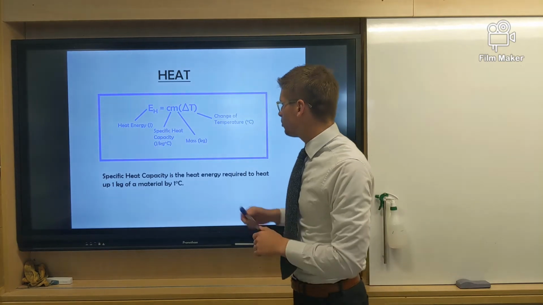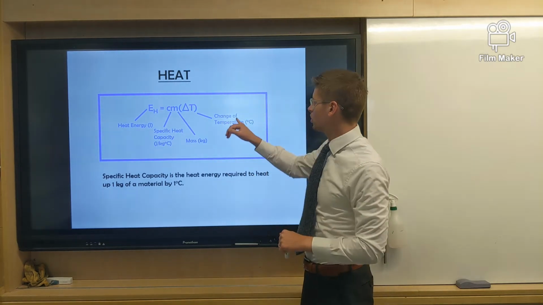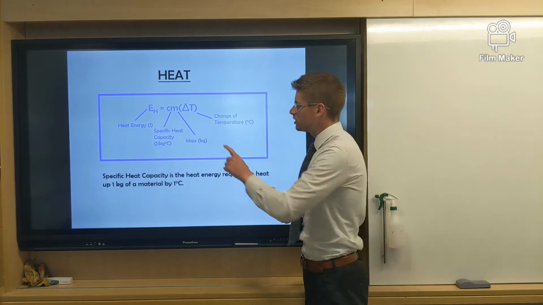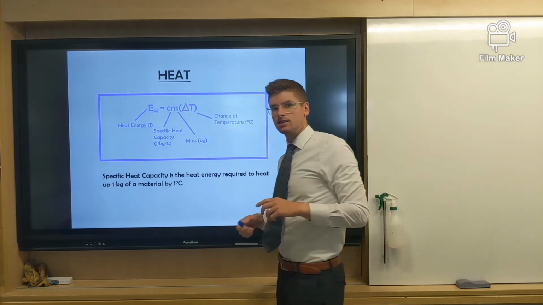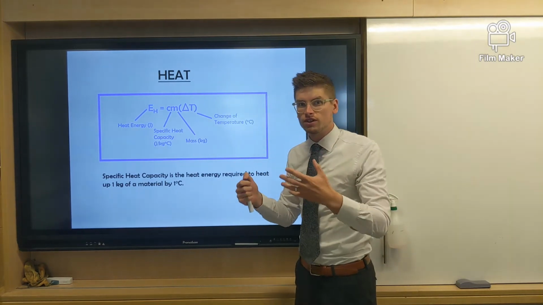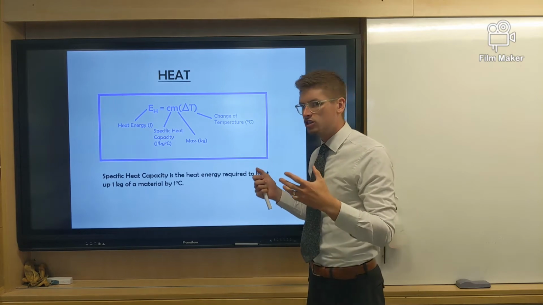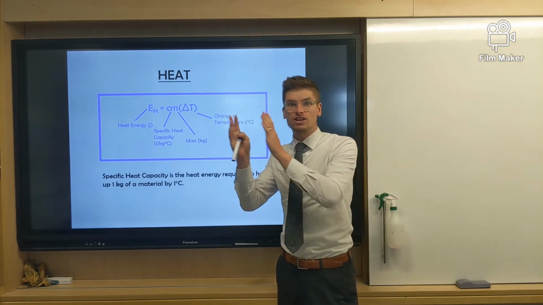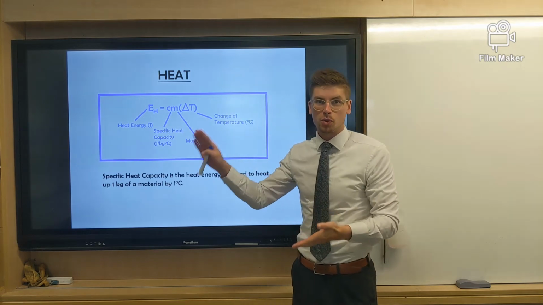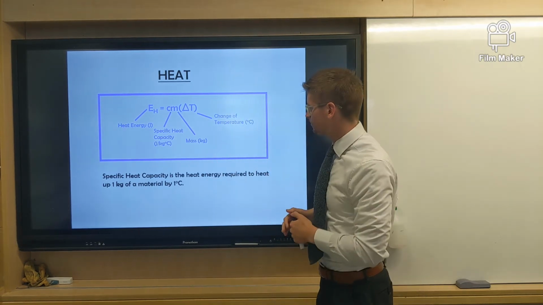Now, we've then got the mass, and then we've got the change in temperature. Okay? Now this thing here is the delta. That's a fancy Greek letter, and it just means the change. So if you see that, it's the change in temperature. Change in temperature being, if it starts at 10 degrees and rises to 30, there's a change of 20 degrees there. Okay?